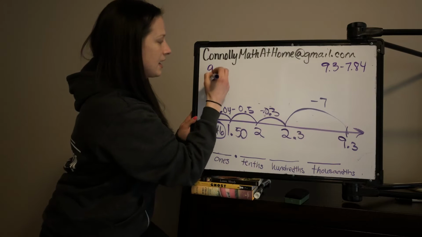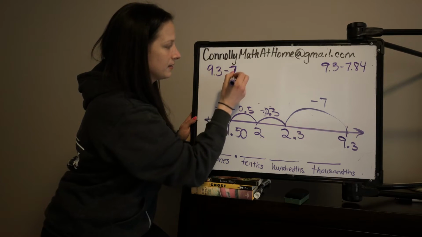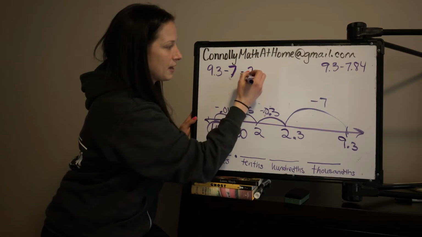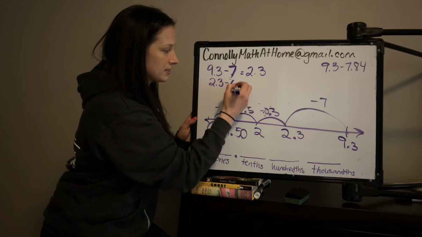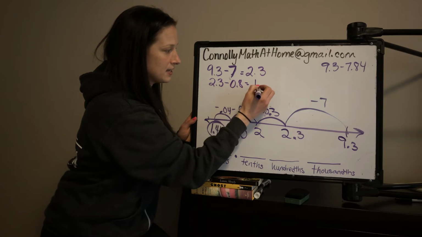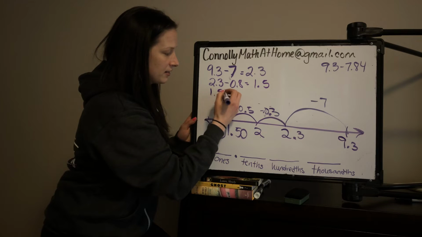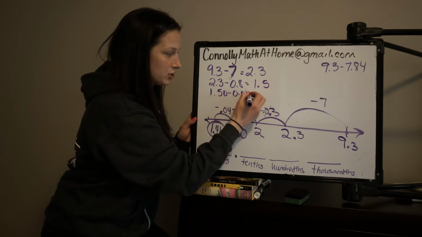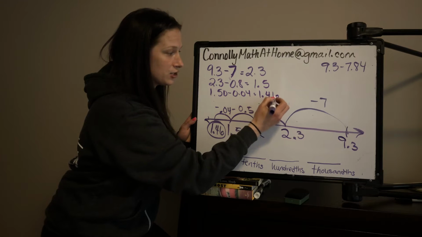I did 9 3/10. I kept it whole. I subtracted 7 wholes. That got me to 2 3/10. From there, I subtracted the next place value, which was 8/10, and I landed at 1 5/10. And from there, I was able to subtract 4 hundredths, and that got me to 1 46 hundredths.